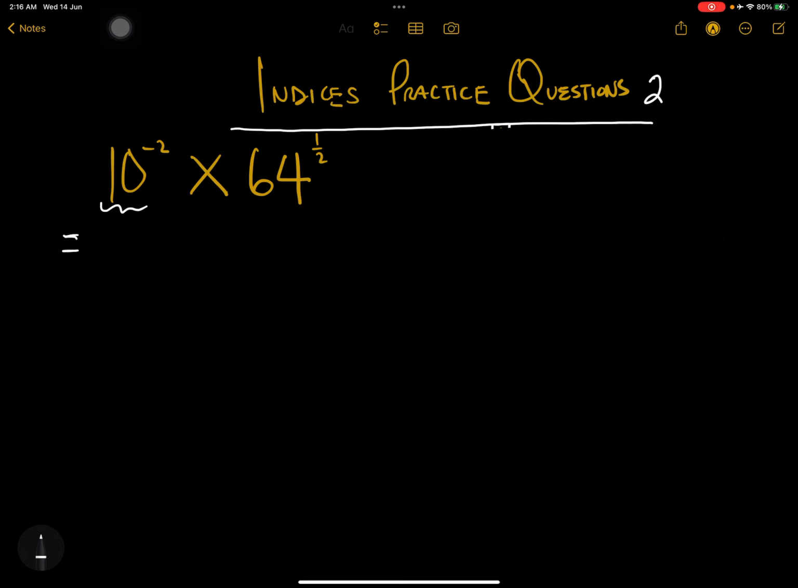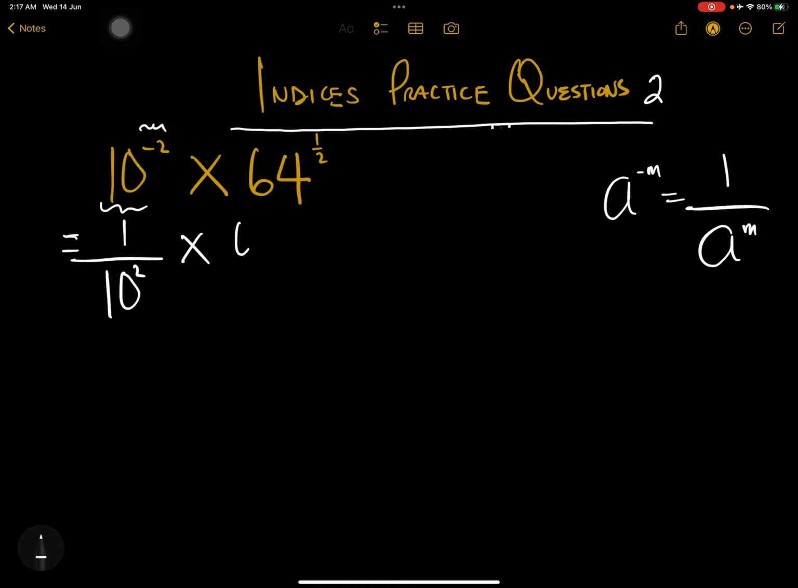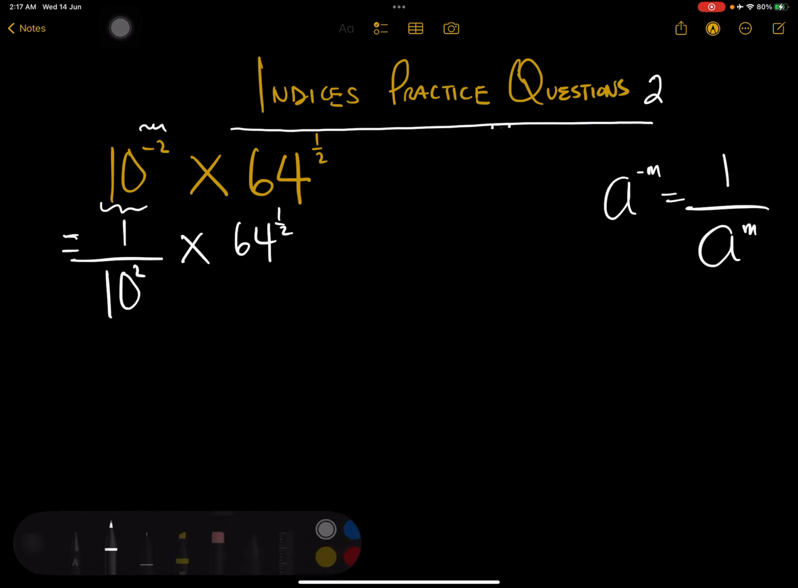But we can apply one of the rules, and one of the rules is that we want to make this thing here positive. To do that, we write it in terms of a fraction. In the numerator, we're going to have 1, divided by the denominator of 10 to the power of 2. That's the rule. Don't forget, we said that if you have a to the power of negative m, it is taking 1 and dividing it by a to the power of m. That's exactly what we have done here. And we are multiplying that by 64 to the power of half.